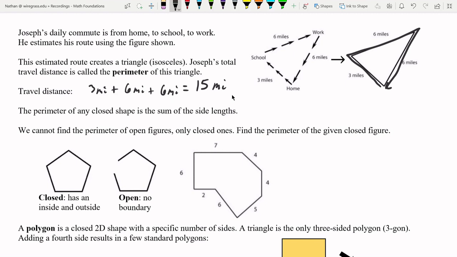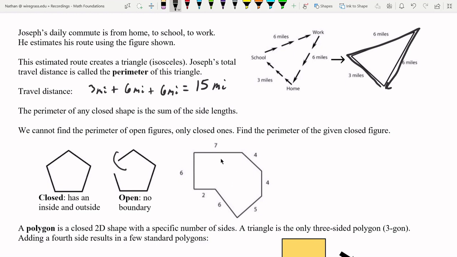Now, the perimeter can only be found on closed shapes. As you can see here, a closed shape is one that has all the sides meeting at vertices. There's no open sides, as you can see here. There is an inside and an outside for a closed shape. For an open shape, there is no inside or outside because you can just pass right through it. So perimeter only really makes sense in closed shapes here.